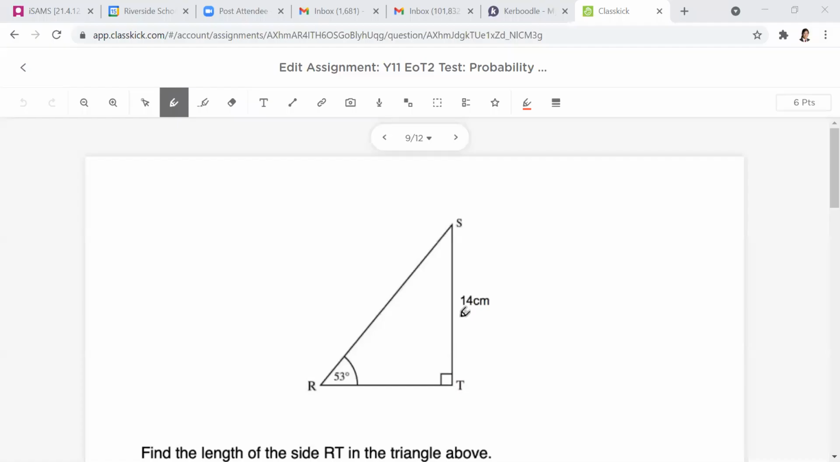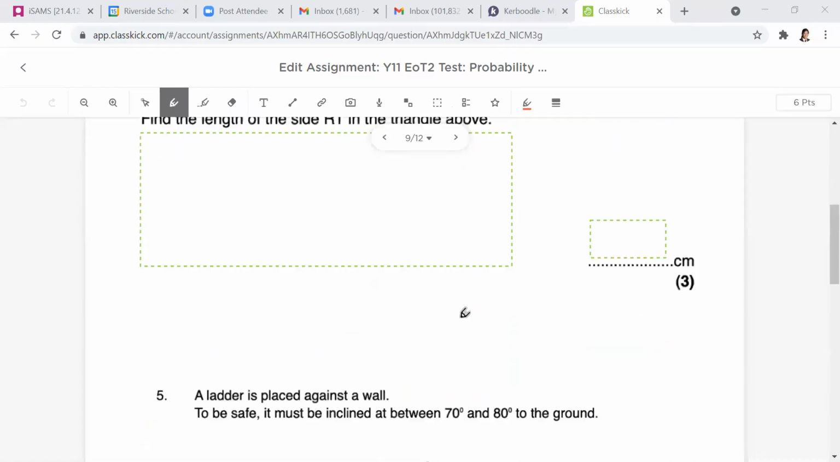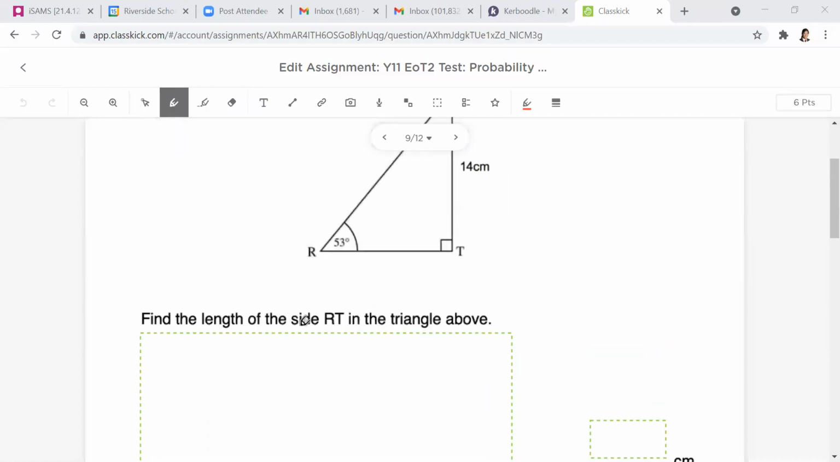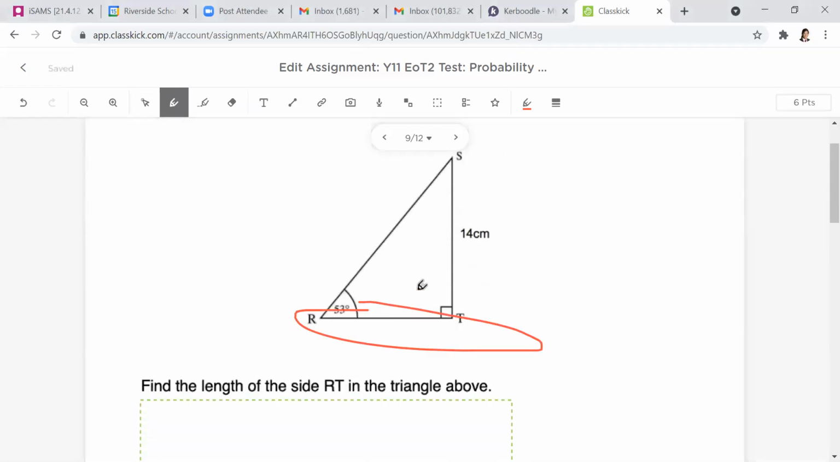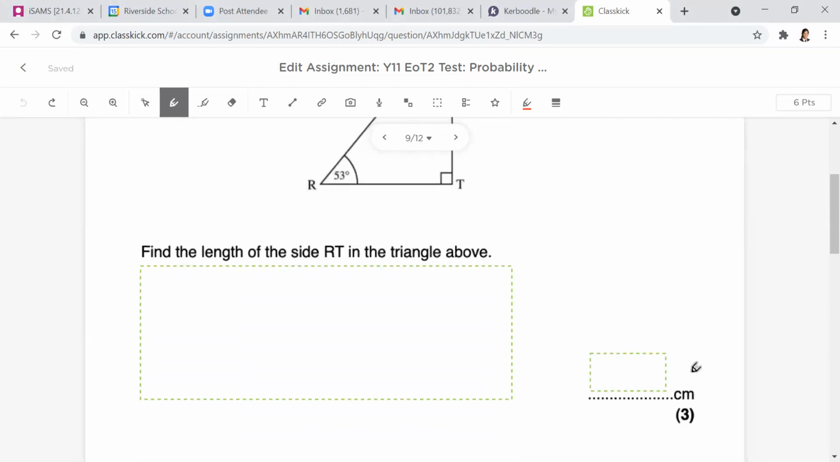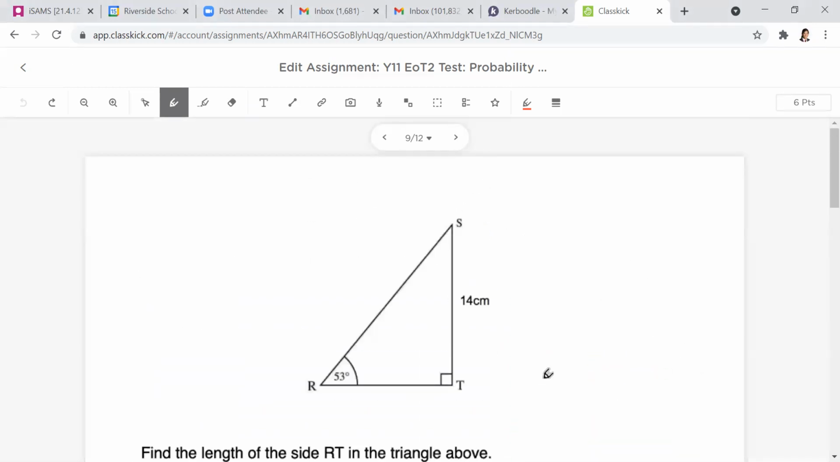Now we move on to some trig and Pythagoras. Okay, so page 9. Find the length of the side RT in the triangle above. Okay, so here's RT. This was worth 3 marks. Now, you have a 90-degree angle and you have a 53. So this is the hypotenuse, right? And this is the reference angle.